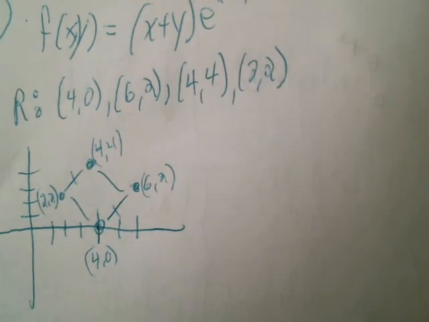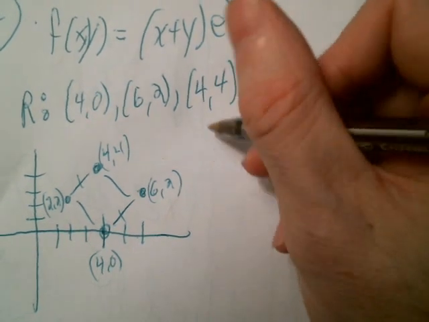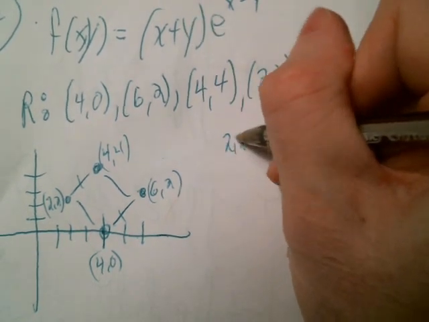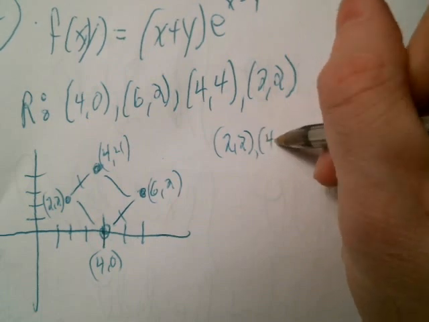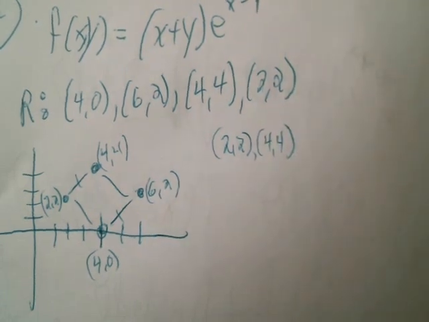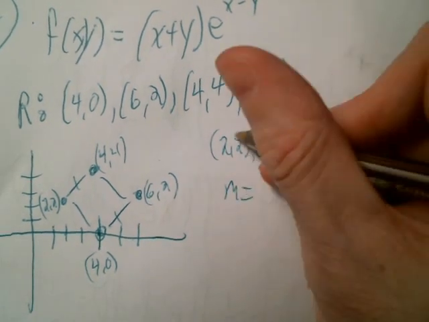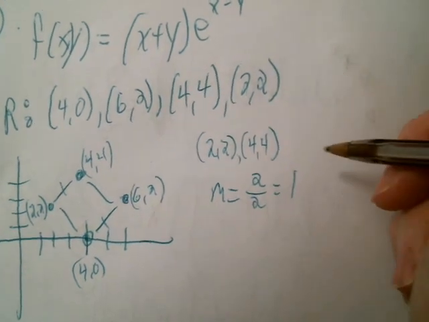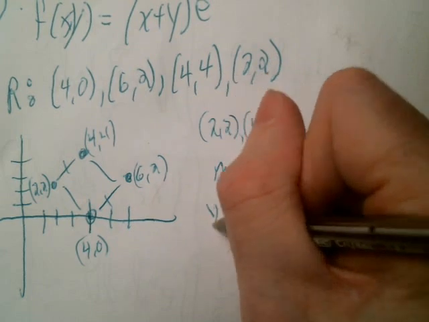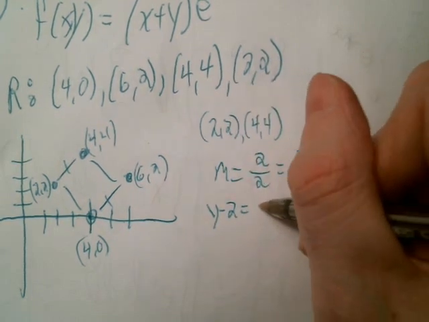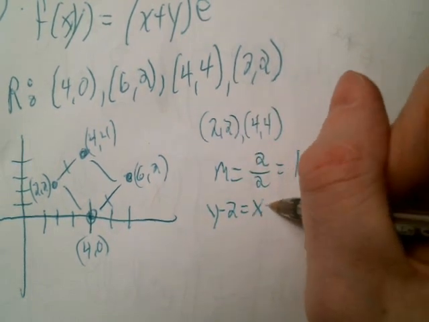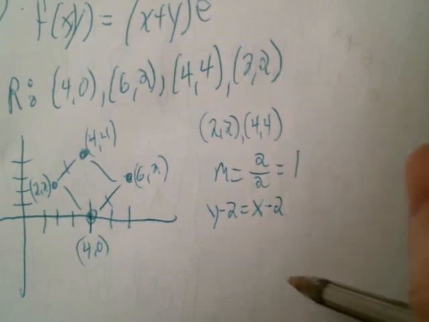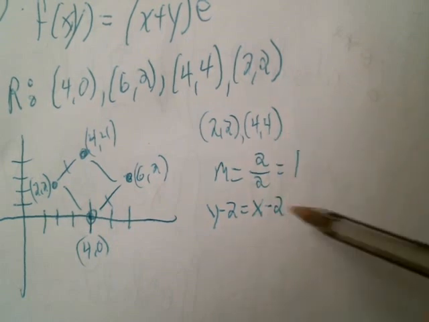Right. Okay. So in particular, then, 2, 2 to 4, 4. The slope is going to be 4 minus 2 is 2, all over 4 minus 2 is 2, so it's a 1. And then I have y minus 2 equals 1 times x minus 2. And you want to get all the x's and y's on one side and the number on the other.